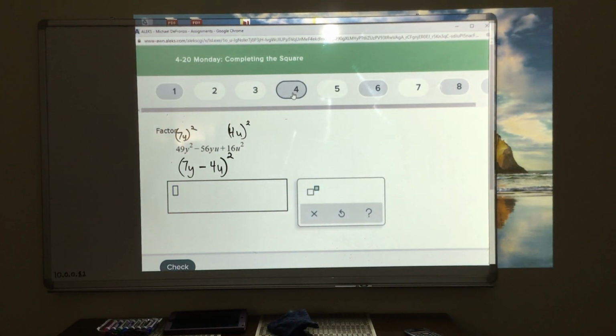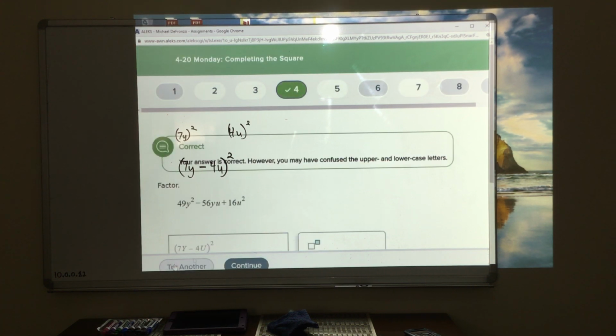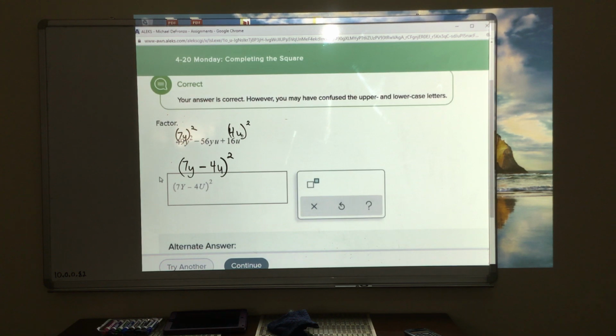So, this one I will actually put in for you. 7y minus 4u, and then we square it. I'm lucky because the caps lock is on and it gave me that right anyway. Usually it's not going to work if you put in caps and it's lowercase. Okay, so try another.